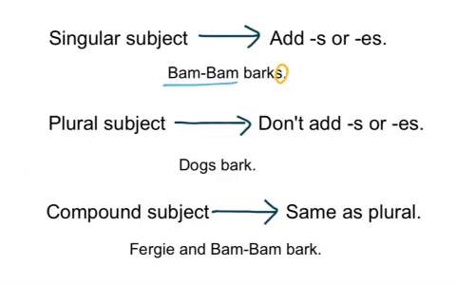Rule number 2. If you have a plural subject, you don't add s or es. In this case, our plural subject is dogs. Dogs bark. You can see we didn't have to do anything to bark. And the last one, our compound subject example. Fergie and Bam Bam is our compound subject. We treat that the same as a regular plural noun, so we do not have to do anything to the verb. It does not get an s or es added to the verb.